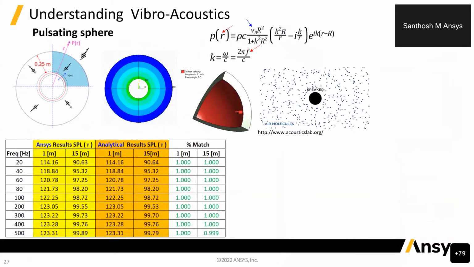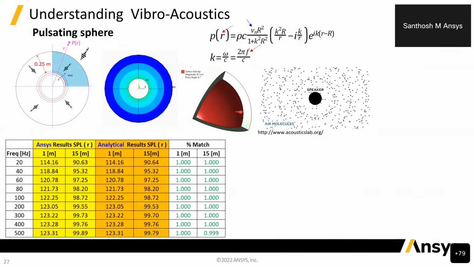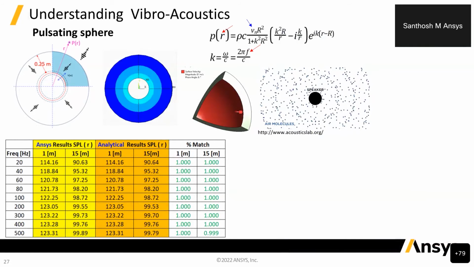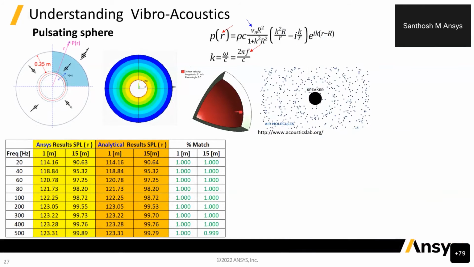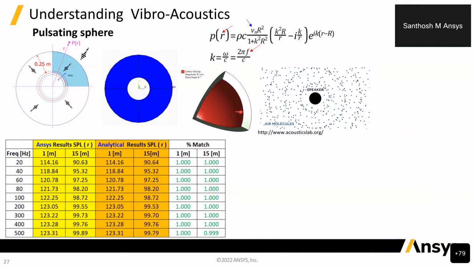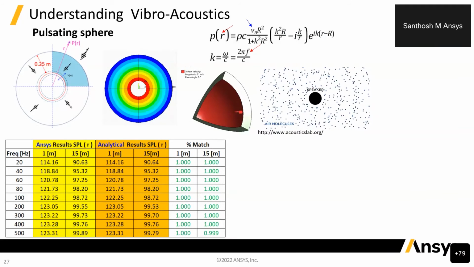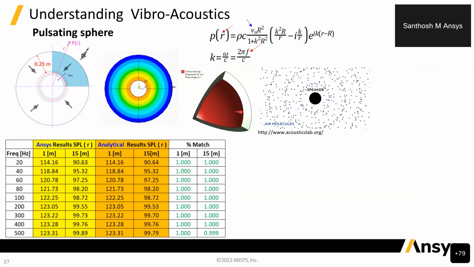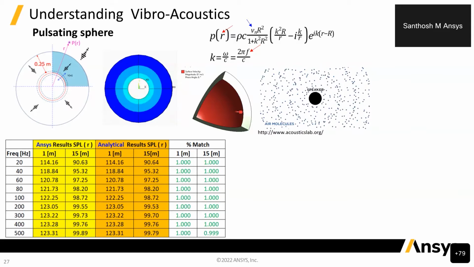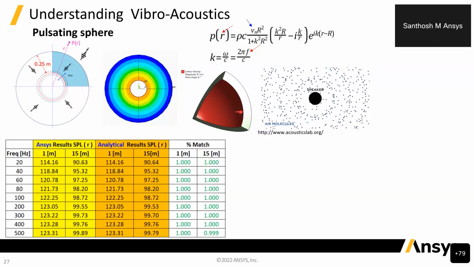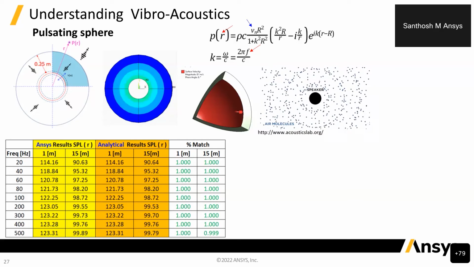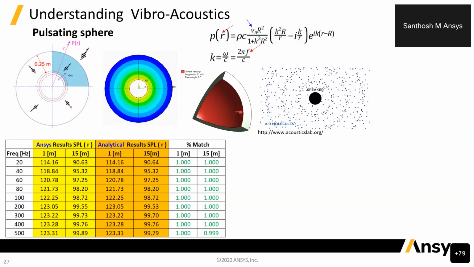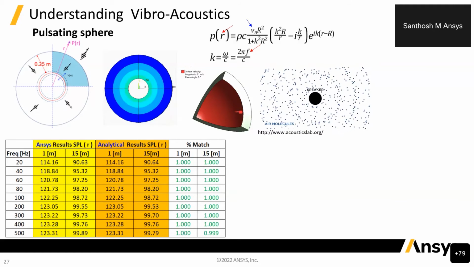To start with, to give you a feel, the pulsating sphere is the classical problem in the vibroacoustic industry. So the sphere is pulsating. There are analytical equations to calculate the pressure at any location, at any frequency, if you know the velocity at which the sphere is pulsating and the frequency at which it is pulsating. As you can see here, there are results at different locations at different frequencies. Ansys predicts, in the low frequency range, exactly the analytical results.